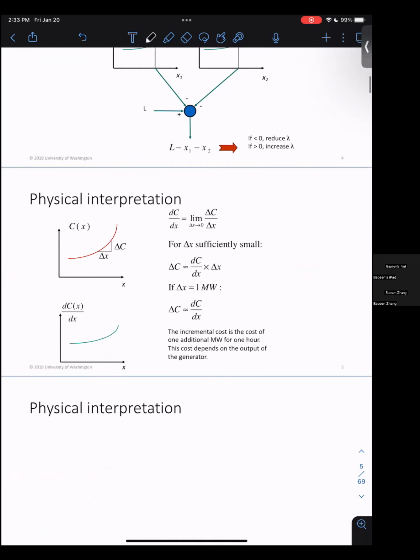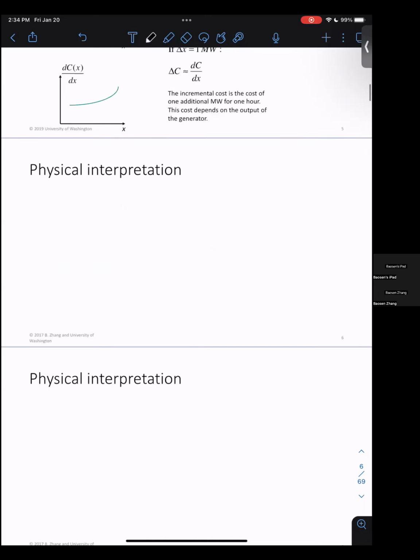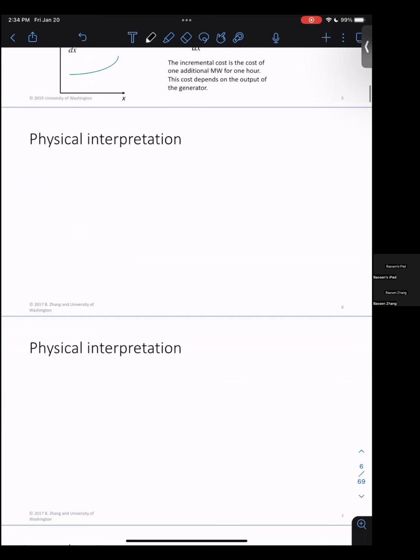All it's saying is that it has to be equal, because if it's not, then you would choose another generator. So the marginal cost has to be equal. There's another interpretation to this, a more differential interpretation. If we're given the optimization problem, let's say minimize some cost.